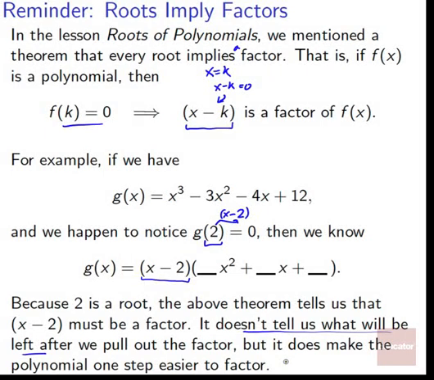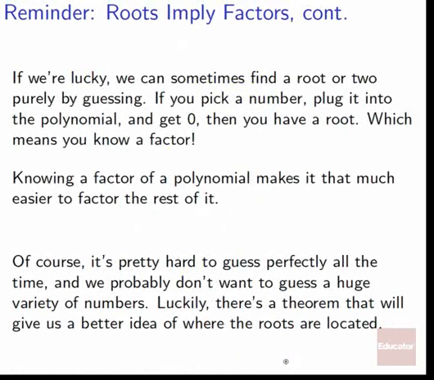We know we can pull out x minus 2, so then we can use some logic, play some games, and figure out what's got to go in those blanks. But notice it doesn't directly tell us what's going to be there. If we're lucky, we can sometimes find a root or two purely by guessing, right? We might be like, well, I don't know where the roots are, but let's try -5. Let's try the square root of 2. Let's try pi.